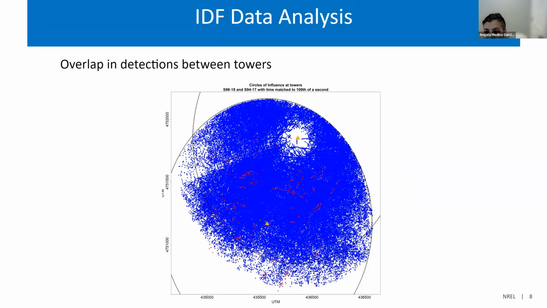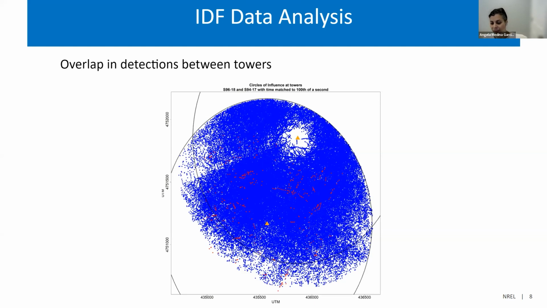We have also started to look at the overlap between towers, because some towers are in close proximity. So two towers, for example, might be detecting the same eagle at the same time. Here you can see two towers represented with the yellow triangles, and the blue represents all the detections by this north tower. The red dots represent all those detections that were from both towers and had the same timestamp.